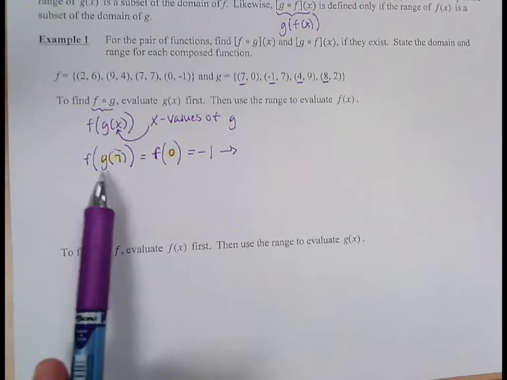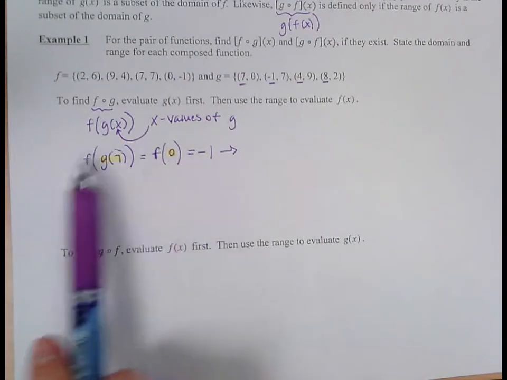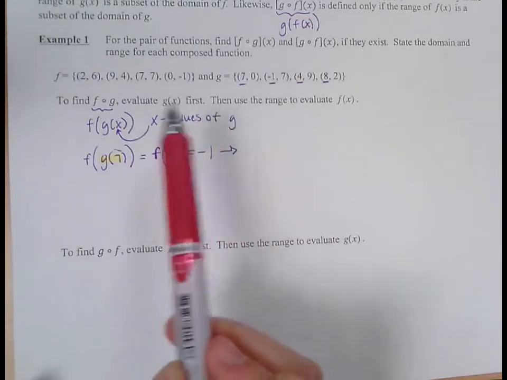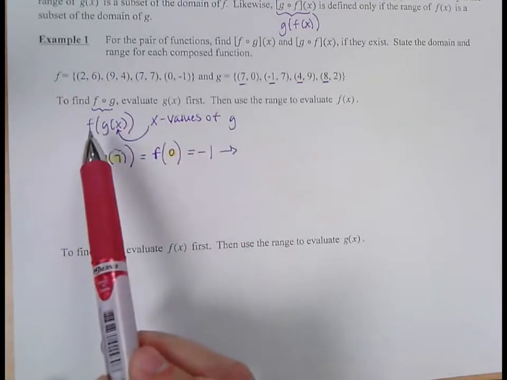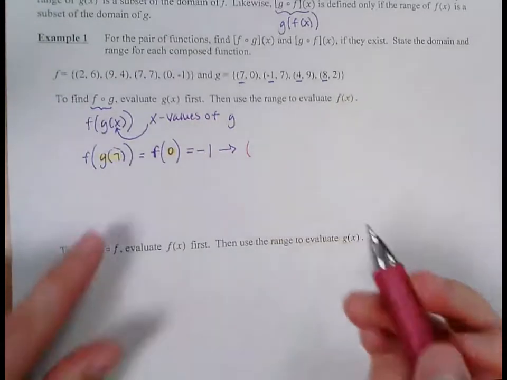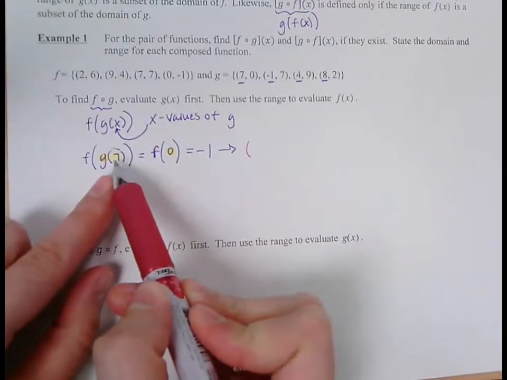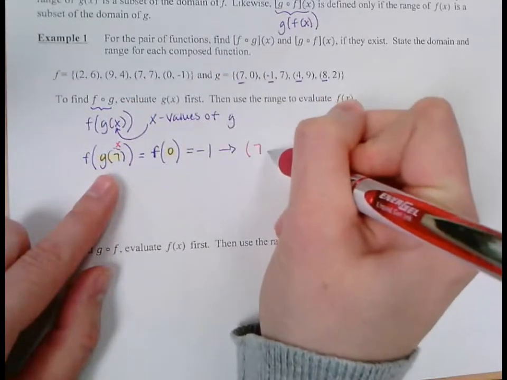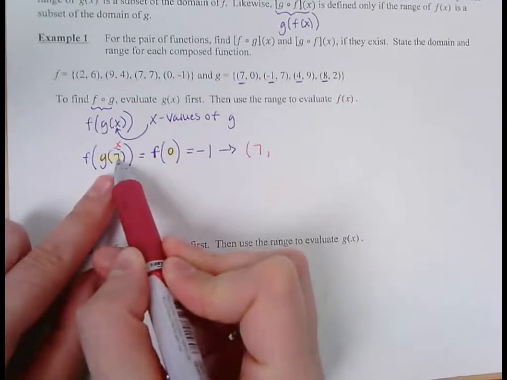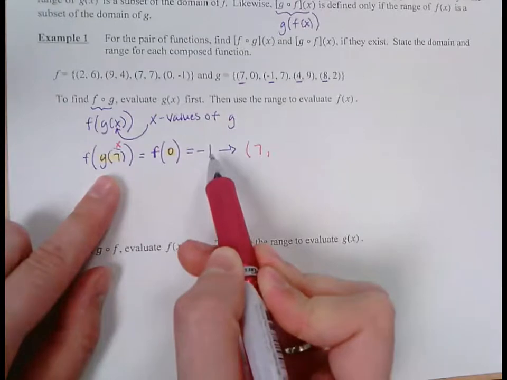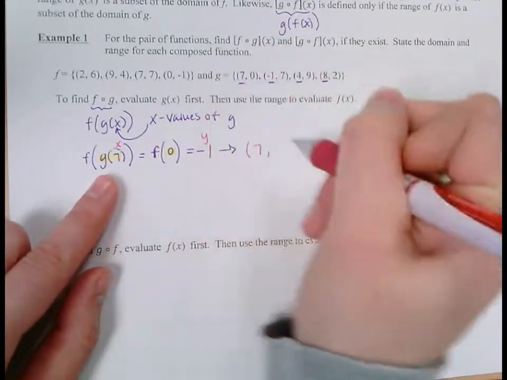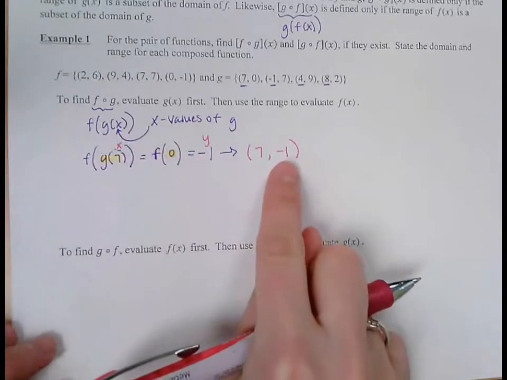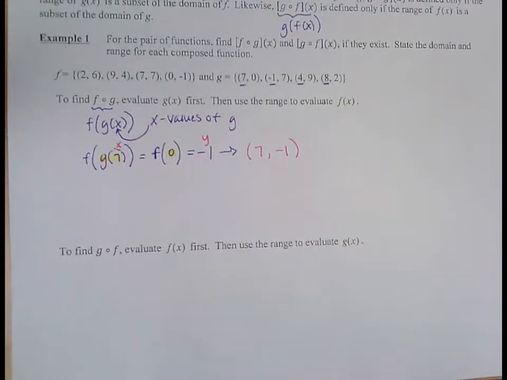So now I'm going to write this as an ordered pair. So what does this exactly tell me? I'm trying to find what ordered pairs are in the function f of g. So this tells me one of my ordered pairs has an x value, the very x value I started with, which was 7. So the ordered pair has an x value of 7. When x is 7, the y value is what I ended with, which was negative 1. So in the function f of g, one of the ordered pairs is 7, negative 1.